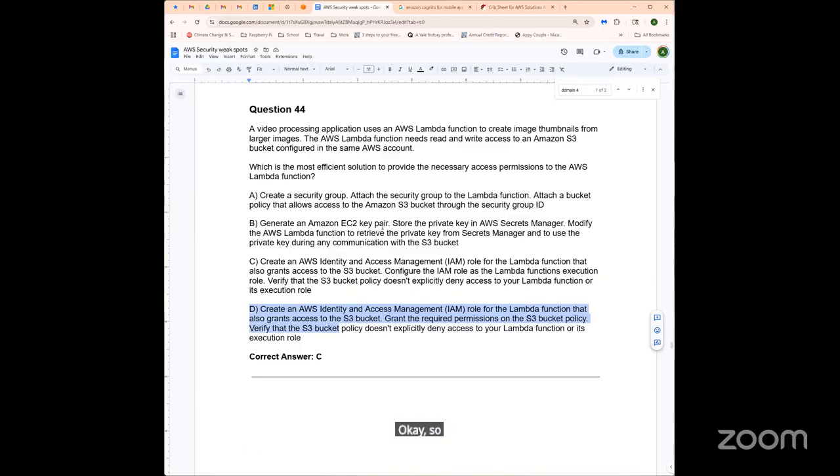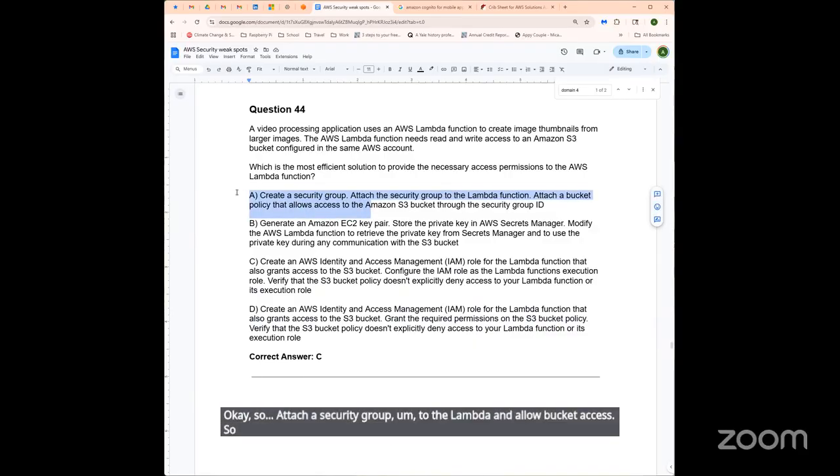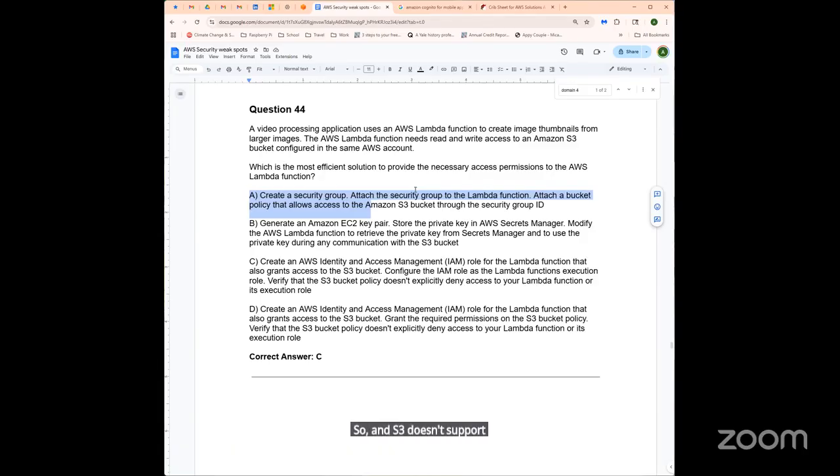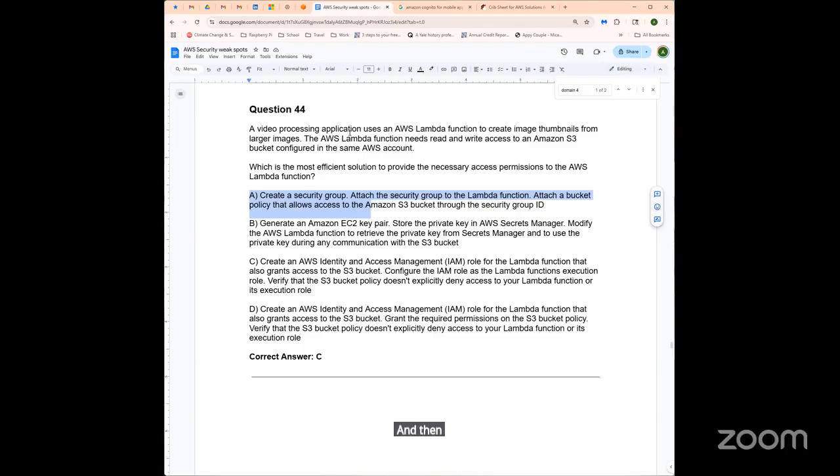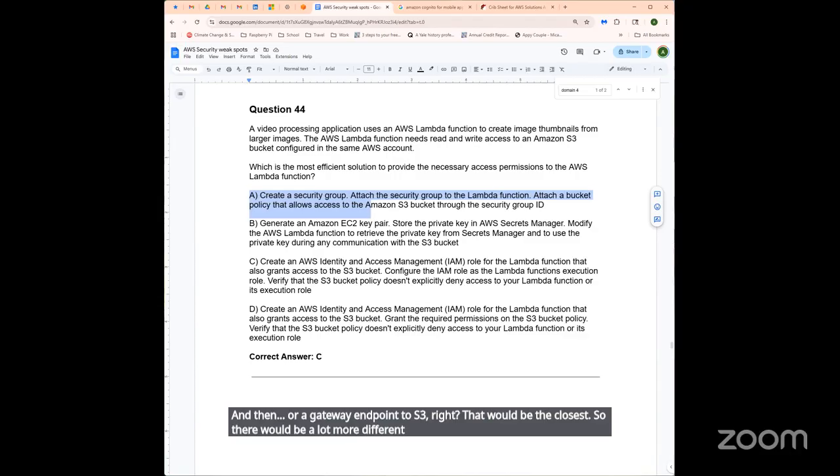Okay, so attach a security group to the Lambda and allow bucket access. This isn't applicable. Security groups operate at the network or VPC level, not resource level like S3. And S3 doesn't support security group conditions in bucket policies. The closest you might get would be PrivateLink with a VPC endpoint, or a gateway endpoint to S3, right? That would be the closest. So there would be a lot more different configuration than what this is looking for.